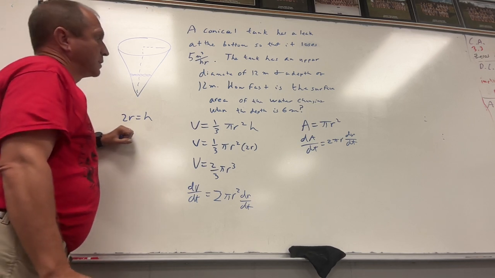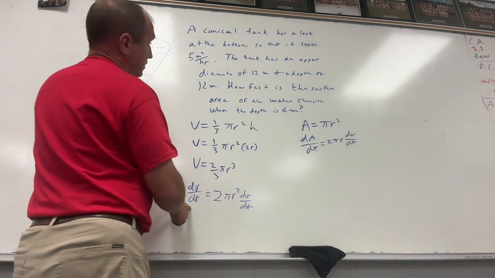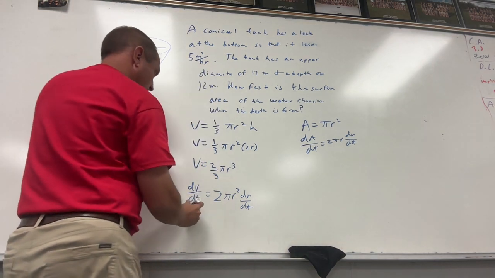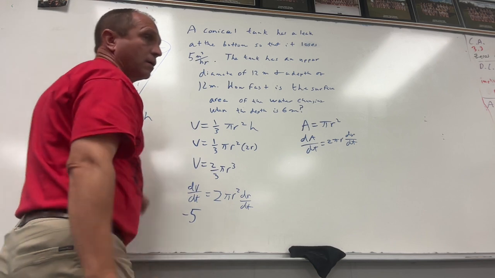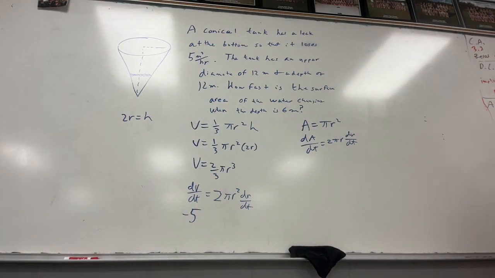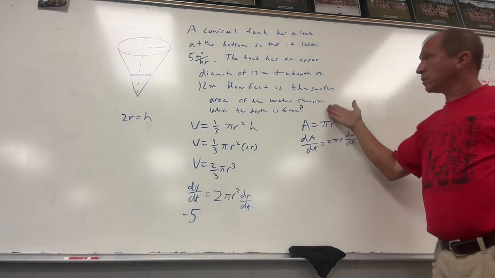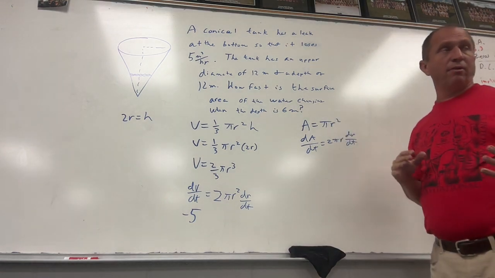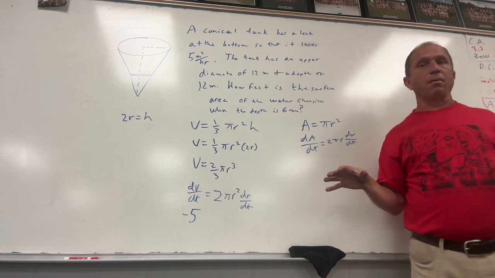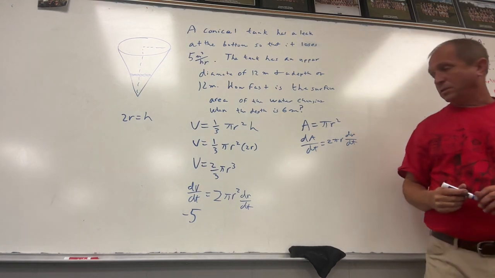Okay. So dV dt is 5, right? But because it's leaking water, I'm going to call it -5. Now, the negative is just for mathematical purposes. When I get around to solving the problem, I'm going to have to take in the wording of the problem to know whether or not I need a negative or a positive in it. Okay, so I've got 2 pi.